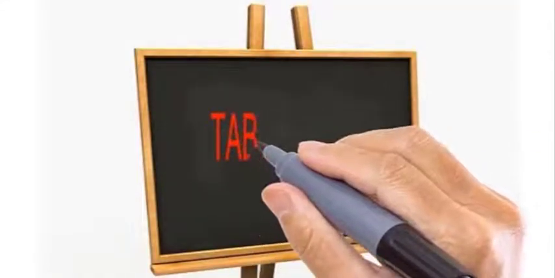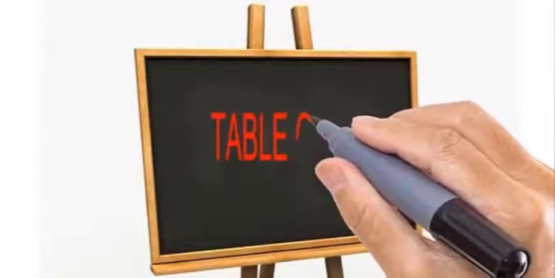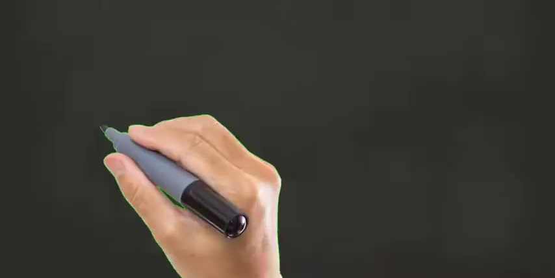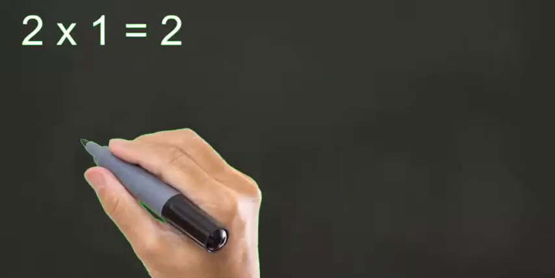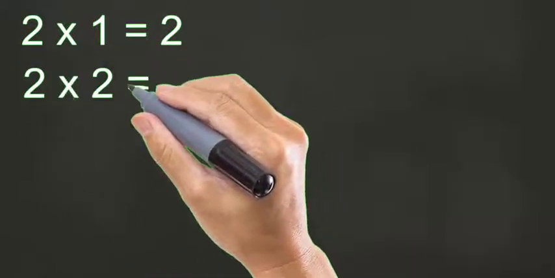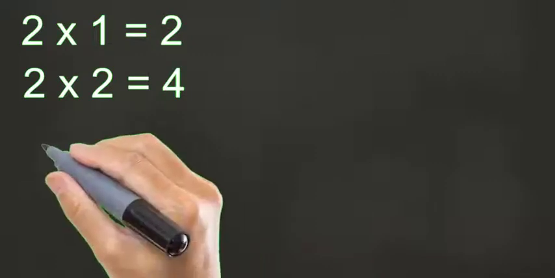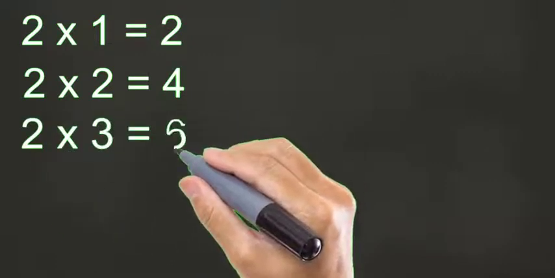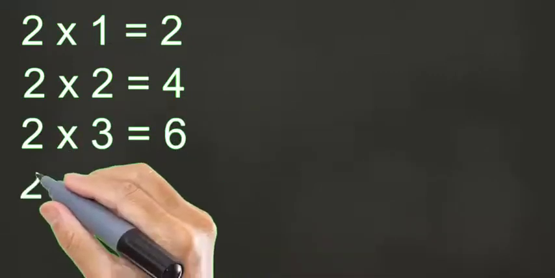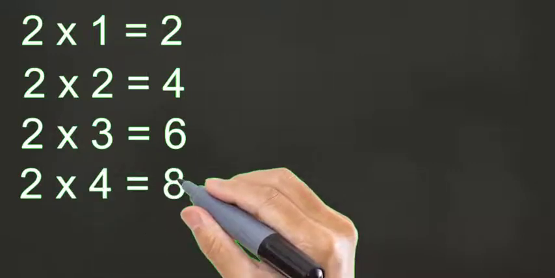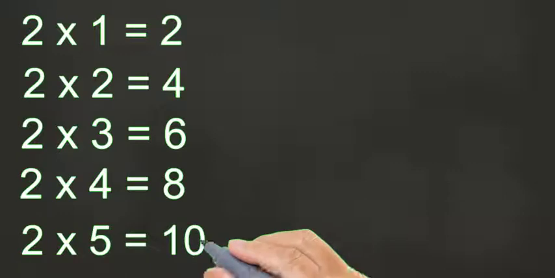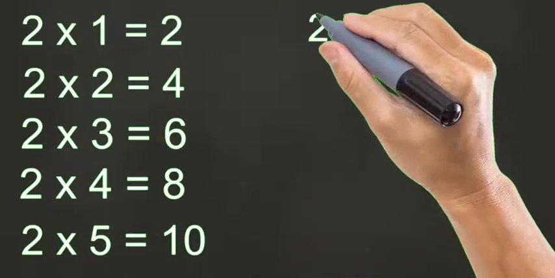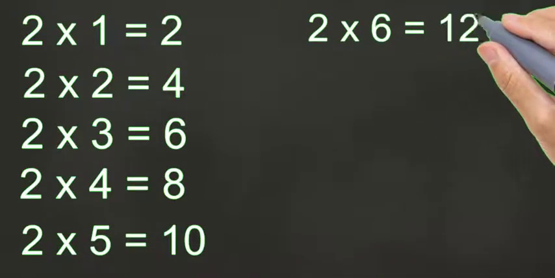Hello friends, today we will learn table of two. Two ones are two, two twos are four, two threes are six, two fours are eight, two fives are ten, two sixes are 12.